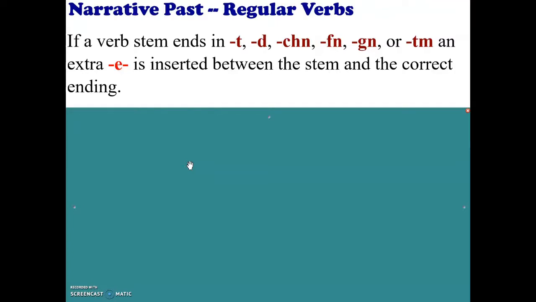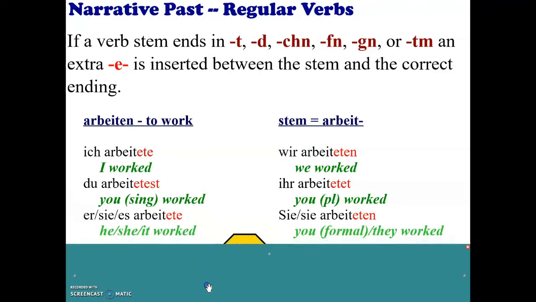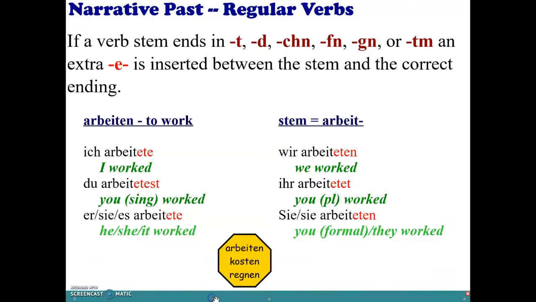There's not a lot of them at this point in our vocabulary brains for German, but if you do have a verb stem that ends in a T, a D, a CHN, an FN, a GN, or a TM, an extra E is inserted between the stem and the correct ending. A main verb that we've had before that would work this way is arbeiten, to work. Our stem is arbeit, and we have to put an E back in there. You can see it just makes it flow a little better.